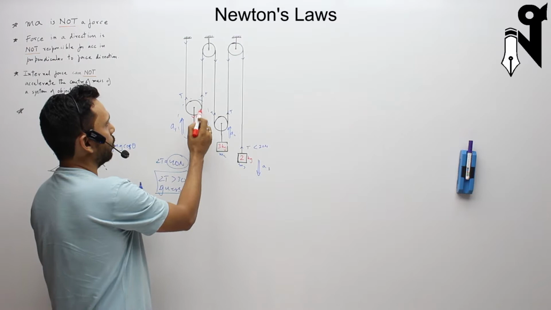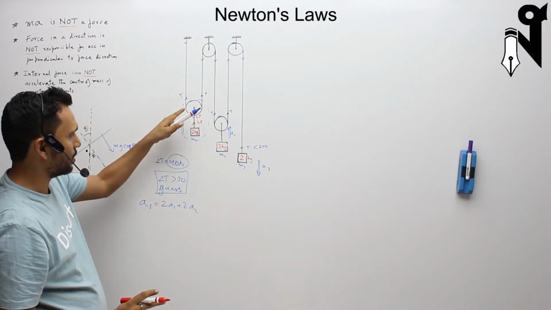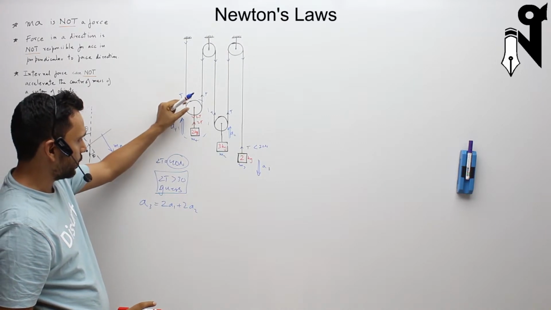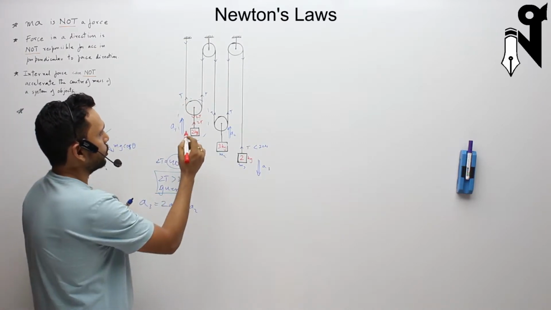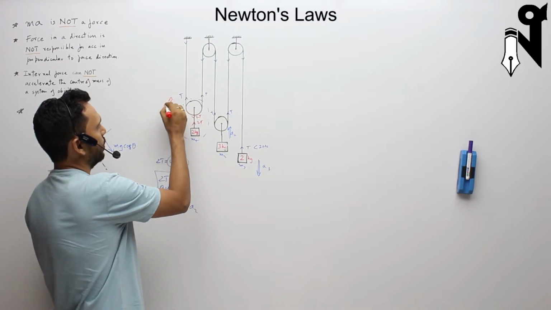And why is this 2T? I already explained it to you in the constraint class, but I'll just do a bit of explanation on that also. So if this was going up with A1, the pulley is also going up with A1.